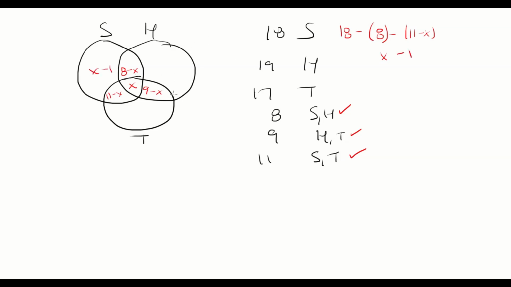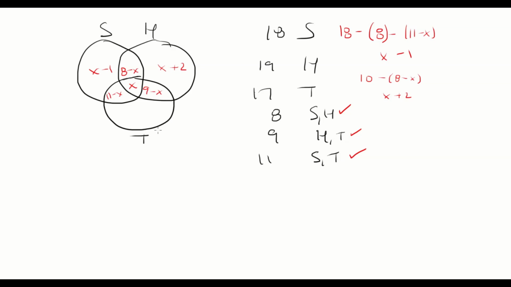For hockey, you want this to be 19. Here you have X plus 9 minus X is 9. 19 minus 9 is 10. So you need 10 minus 8 minus X, which will be X plus 2 over here.